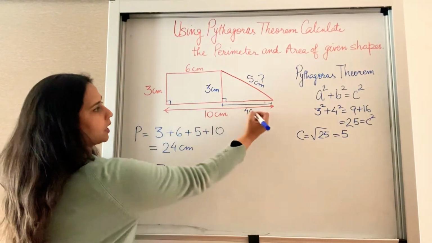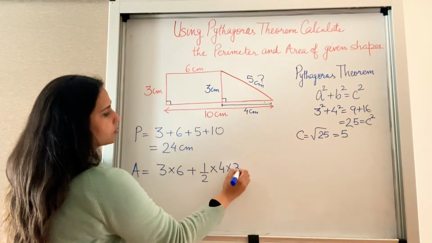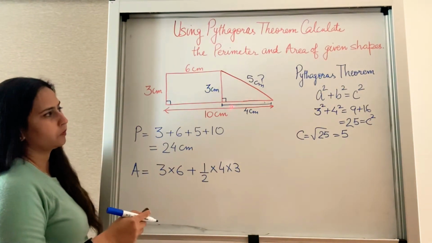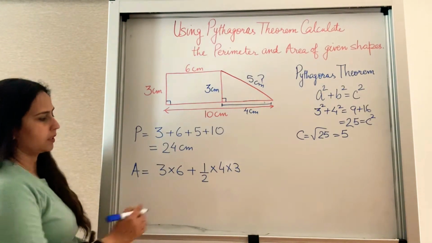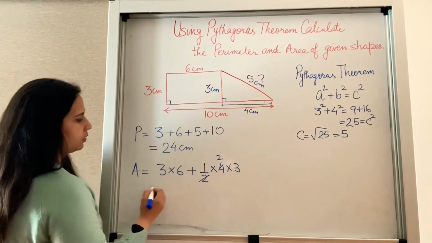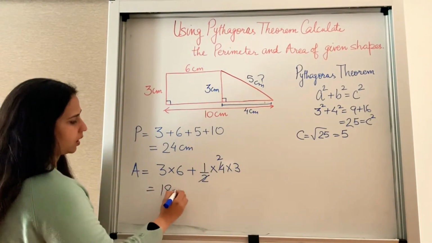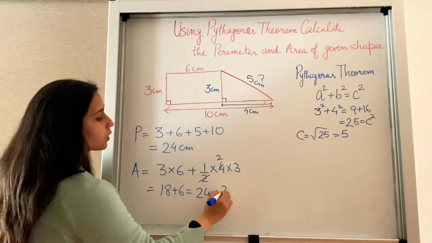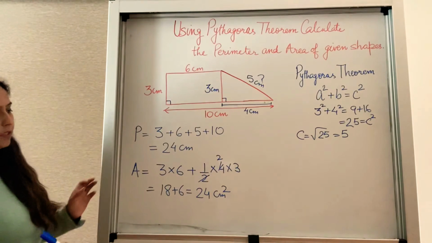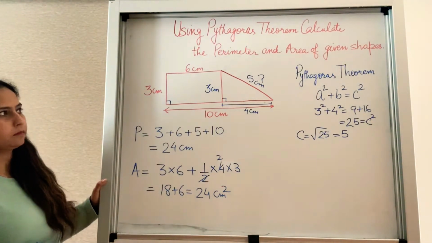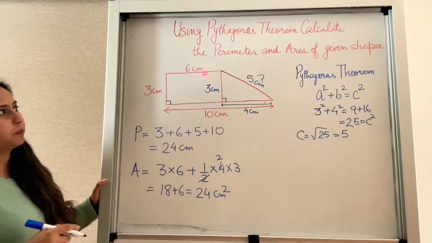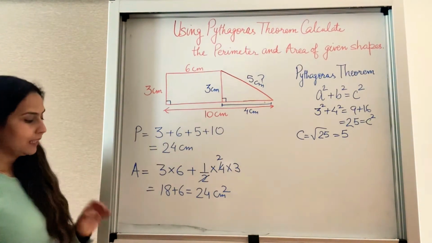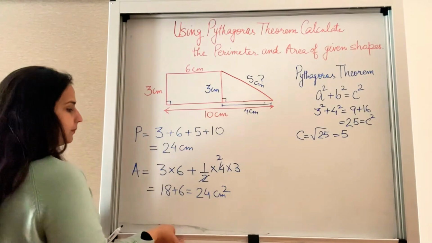So the base in this case is 4 and the height is 3. In this triangle, this is the base, so this is 4 and the height is 3. So we have put that here. These two cancel to 2. This is 3 times 6, 18, and 2 times 3, 6. So this is 24 centimeters squared. The unit of the area is centimeters squared. So we could find the perimeter and area of this given shape. Let's have a look at another question.